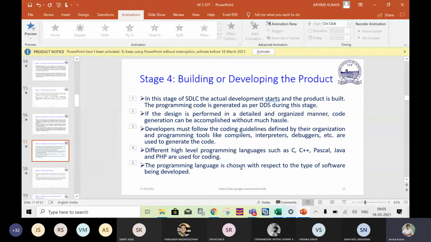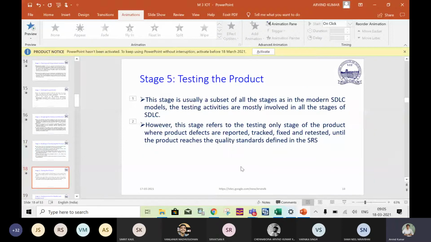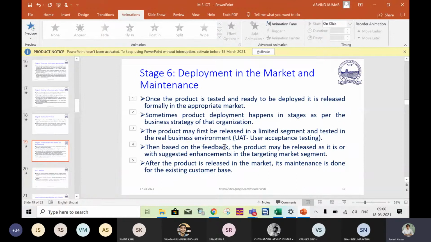And then testing the product. At the software industry level, they will do the testing of whether it's functioning properly or not. And testing also depends on what kind of model you are using, because now we are going to study the waterfall model, and next the spiral model. So these were the general steps in the software development life cycle.